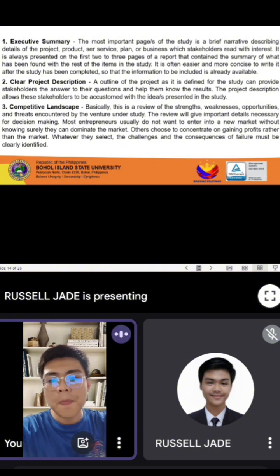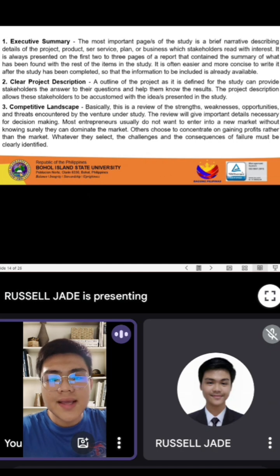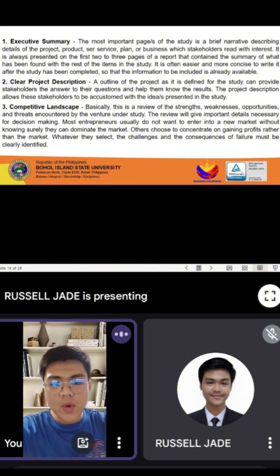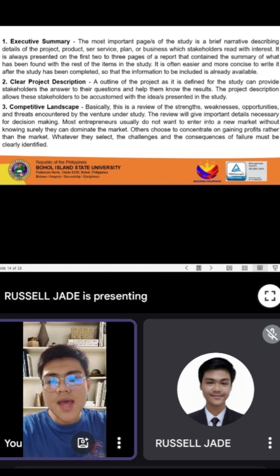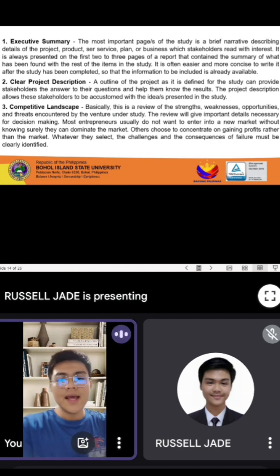So next is clear project description. So an outline of the project as it is defined for the study can provide stakeholders the answers to their questions and help them know the result. So the project description allows the stakeholders to be accustomed with the idea or ideas presented in the study.